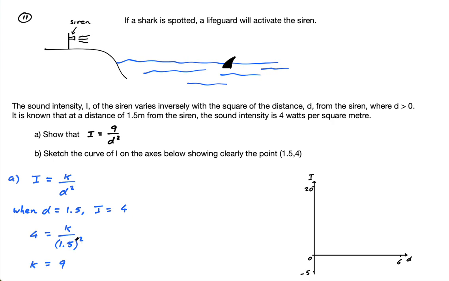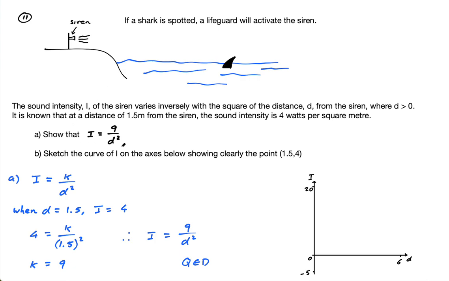You can solve that using NSolve if you don't like what I did in the calculator, but I don't think that's too hard. Just 4 times 1.5 squared in your calculator and you get k equals 9. Therefore, I is equal to k over d squared, which is 9 over d squared. And that is what they wanted us to show. I like to write QED, which means shown.